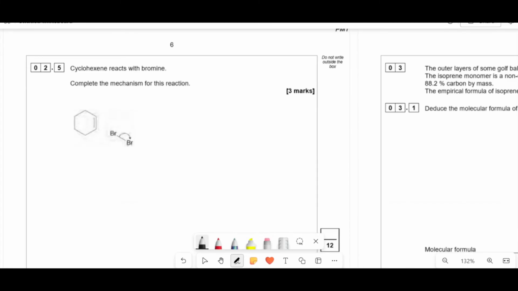Now it says cyclohexene reacts with bromine. Complete the mechanism for this reaction. So again, don't just memorize arrows and which way they go. Think about what's happening. Br2 is happy. It's not got any difference in electronegativity. There's no reason for it to just split like that. So something's happening to basically upset this bond and make this go here.